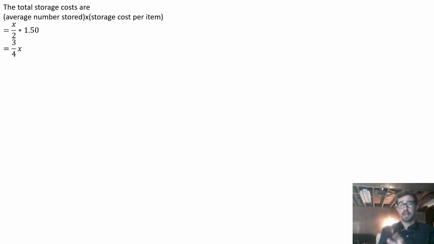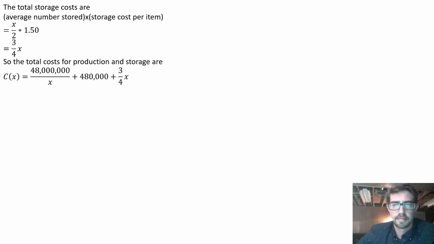Okay, so finally our total costs for production and storage, we get that by adding those two things together. The total costs are finally our function for production and storage, C of x. I can write it like that now because it is just a function of a single variable x. X, remember, is the number of items we produce in a run. So C of x is 48 million over x plus 480,000 plus 3/4 x.